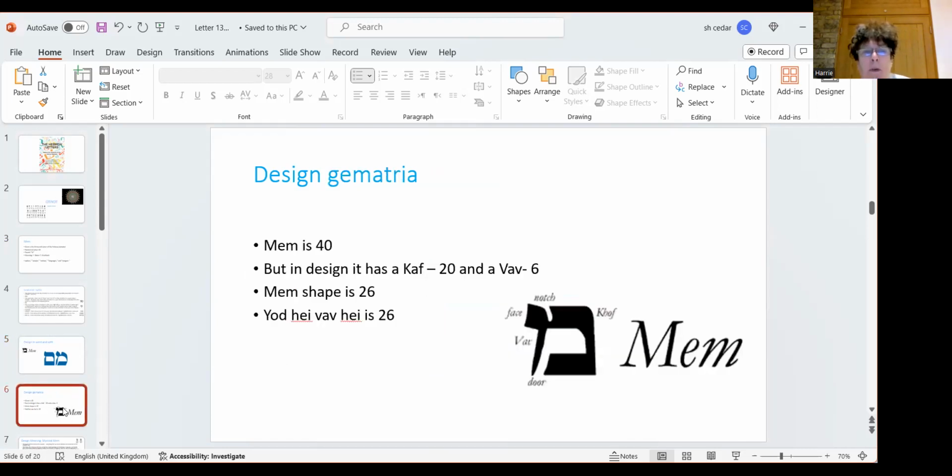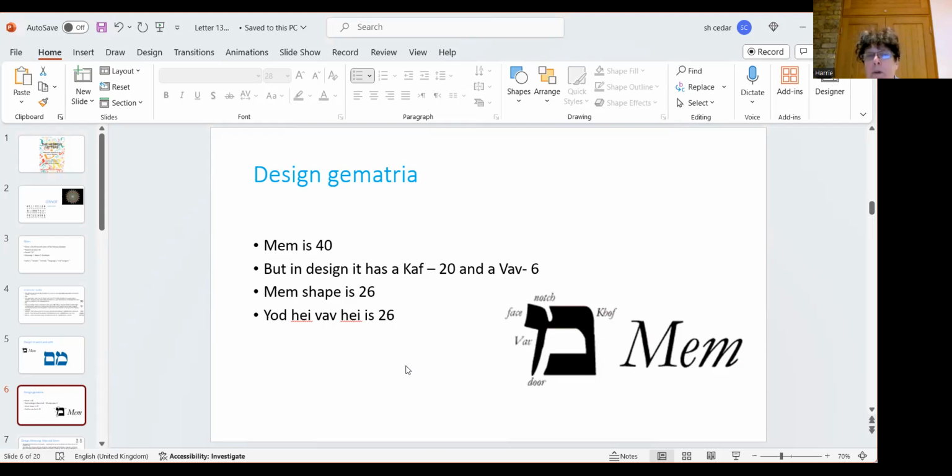The gematria of mem, as I said, is 40. But there's also this design gematria to it because it's made from a kaf. This kaf letter we've come upon before. Kaf has a gematria of 20. And vav, which has a gematria of 6. And so mem has 26 to it. This kaf and vav makes 26 if you did it not as the 40th letter, but like this.